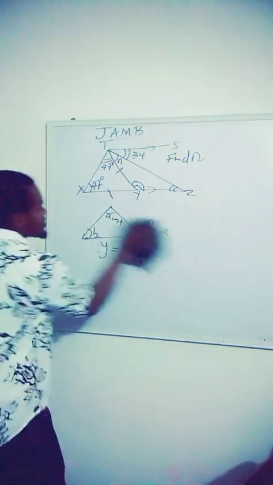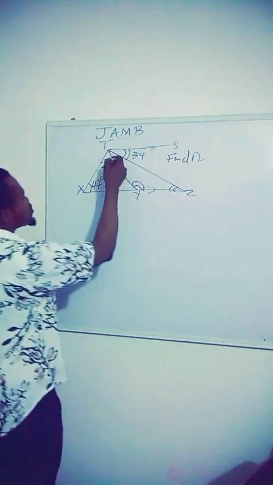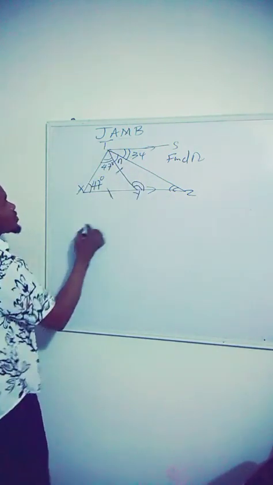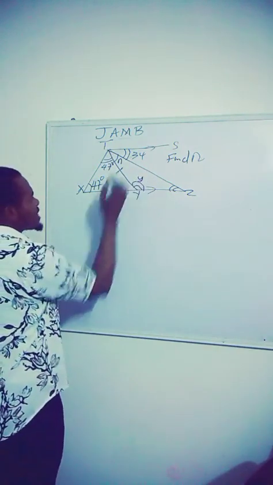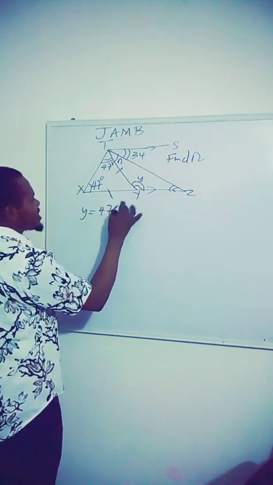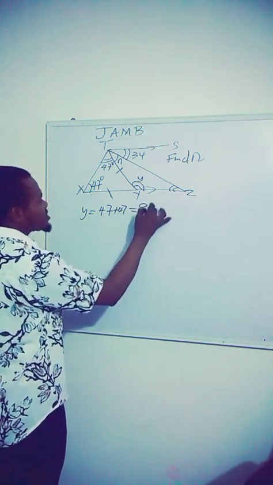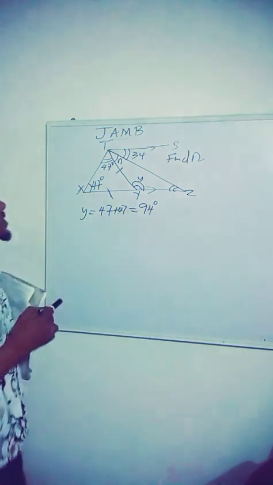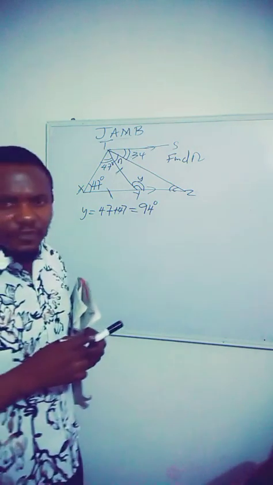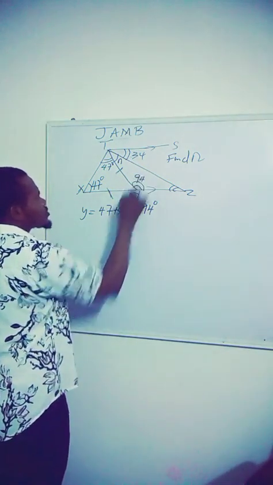So which means for me to get this place, it will be a summation of the two interior angles. If here is Y, then our Y will be 47 plus 47, that will be 94 degrees. You see now, I hope you are getting the flow. So if here is 94 degrees, one thing remains for us to do.